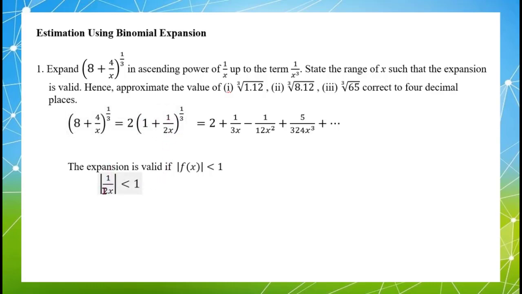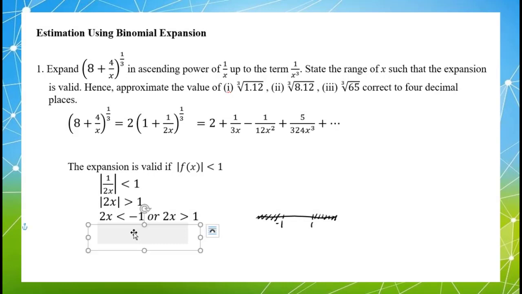Now modulus of 1/(2x) less than 1. In order to find the value of x, first we turn the 1/(2x) into 2x. When we turn it, the direction of the inequality sign must be reversed, becoming modulus of 2x greater than 1. Next, we need to clear the modulus sign. We will get 2x less than -1 or 2x greater than +1. Then we get x less than -1/2 or x greater than +1/2. This means that the expansion is valid if x is less than -1/2 or if x is greater than +1/2.